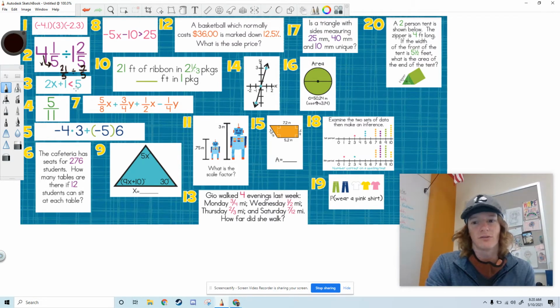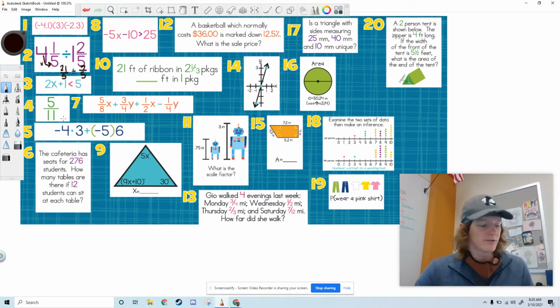So open circle on the number line at your solution, and then shade all the left side of the number line because it's any number less than that number. So on your number line, you just need to color the left side. For number 4, we have 5/11.